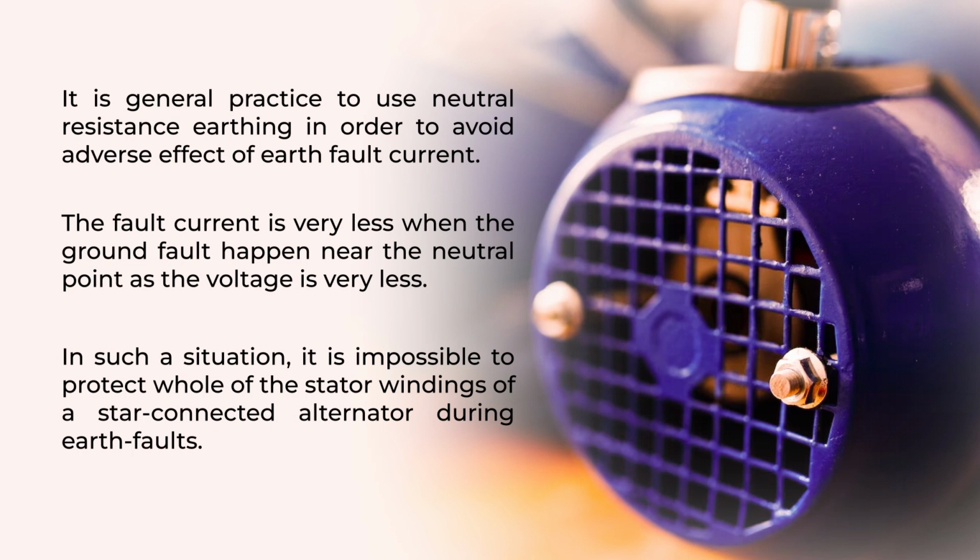In such a situation, it is impossible to protect the whole stator winding of a star connected alternator during an earth fault. It is usual practice to protect only 85% of the winding because the chances of an earth fault occurring near the neutral point are very rare due to the uniform insulation of the winding throughout.